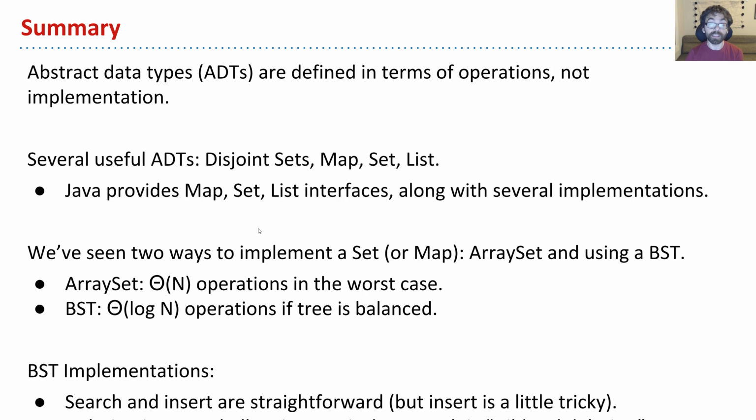We've seen two ways to implement a set or a map. One is an array set, in detail in the earlier lecture, and just now we also saw how to do it using a binary search tree. I guess technically we also saw it as an ordered linked list, but that was just a trick to work our way towards binary search trees. Array sets that we actually implemented before were theta of n in the worst case, whereas our binary search tree operations are theta of log n so long as the tree is balanced.